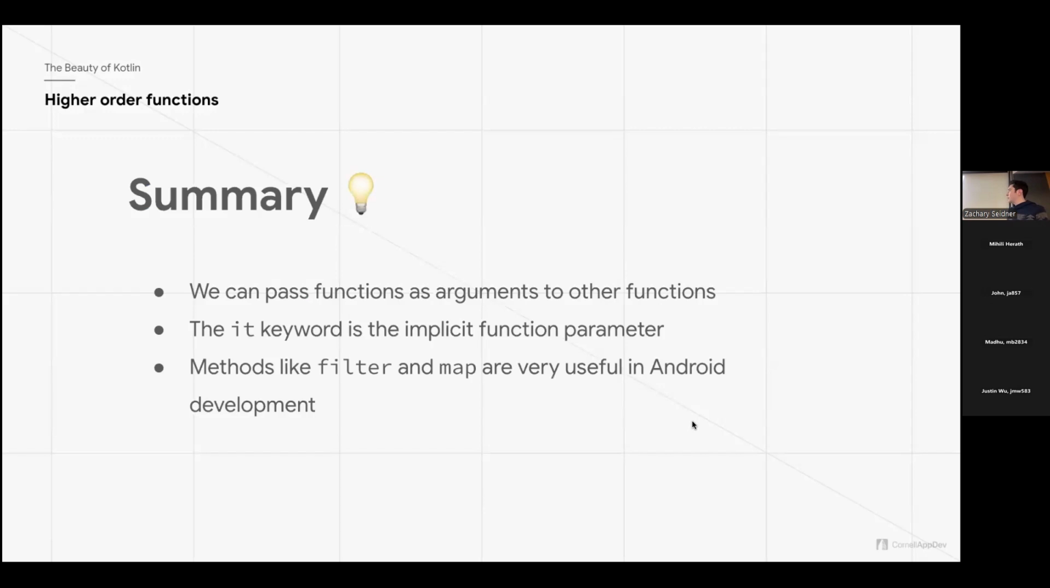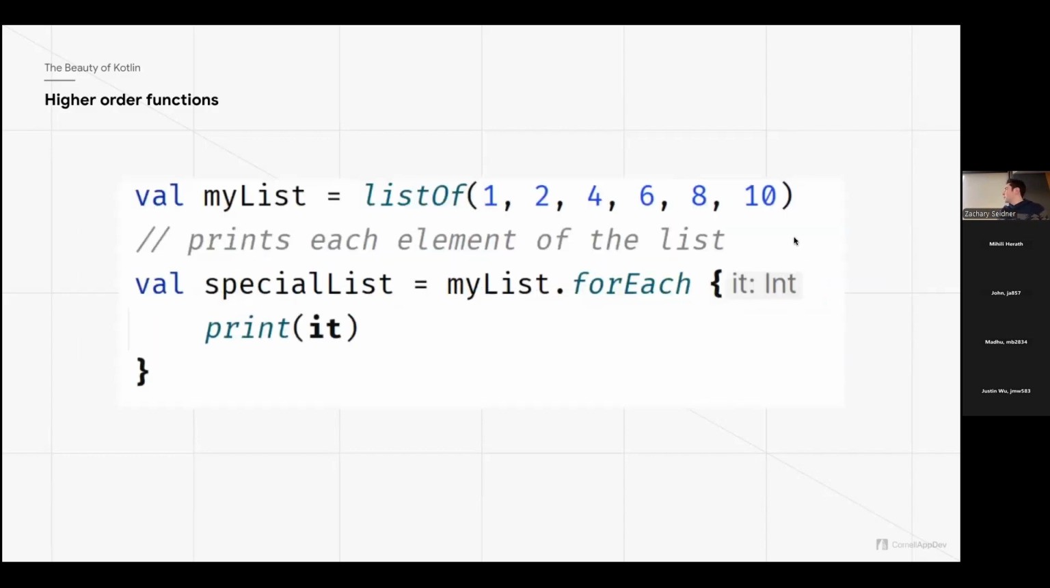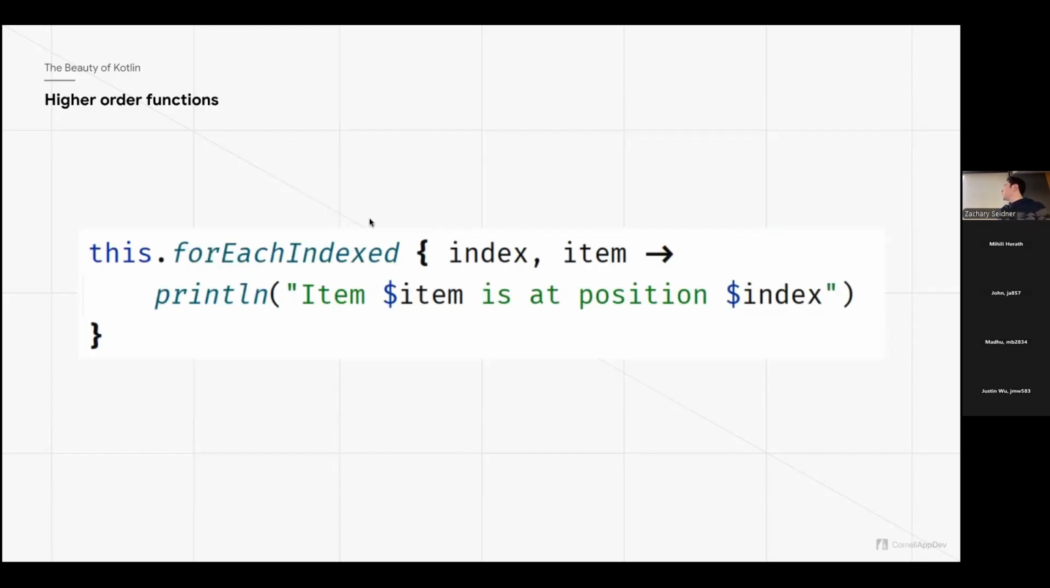Just to summarize the section, we can pass functions as arguments to other functions. And the it keyword is the implicit function parameter. Whenever our function only has one parameter, like right here, we can use the it keyword. But when our function has multiple parameters, we actually have to use this syntax and name each parameter to be able to access it, so we know which one we're going to access. So here we name the first parameter index and the second parameter item. And this is the function that we're passing in for forEachIndexed. And then you use this little arrow here.